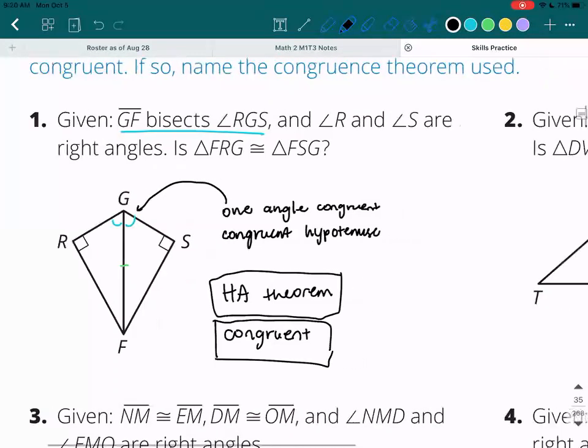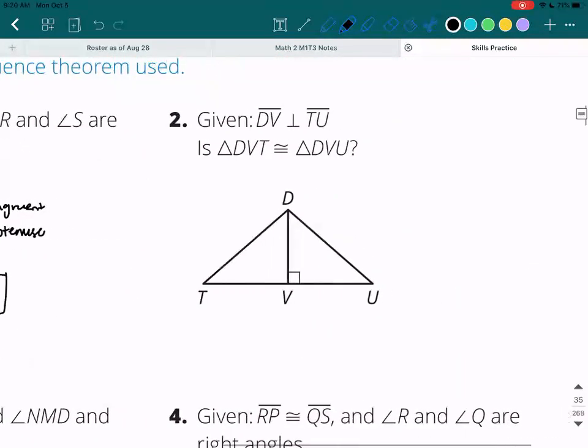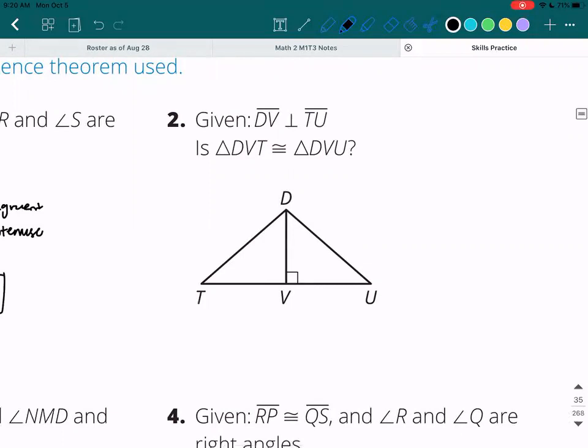Okay, next one. Given is DV is perpendicular to TU, so you can see that we already have this right angle drawn, which means that this is also a right angle. So we have two right angles. That's fine. And then that's it. That's all they give us. So we just have that there are two right triangles. Oh, and then we also have that they share this leg. So we have one leg congruent.